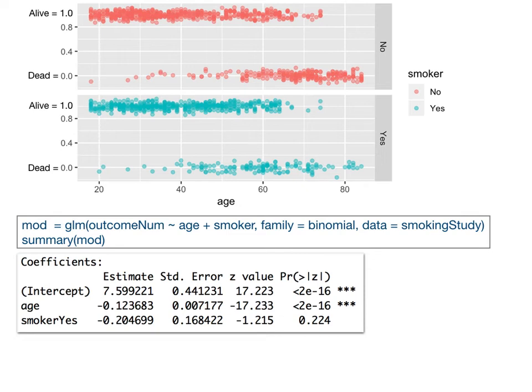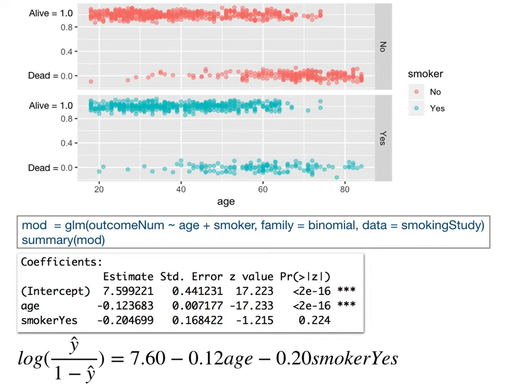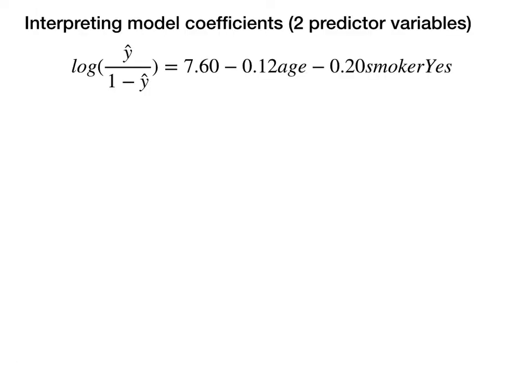But for now, we will write down the fitted model according to the estimated coefficients in the table, not removing any variables. So this is the fitted model. We have the intercept, minus 0.12 times age, minus 0.20 times smoker yes. Given this fitted model, let's interpret the model coefficients.